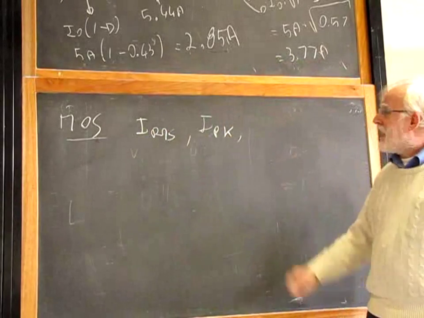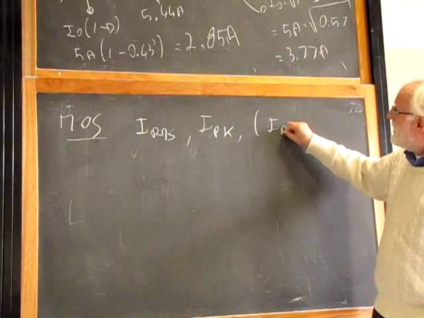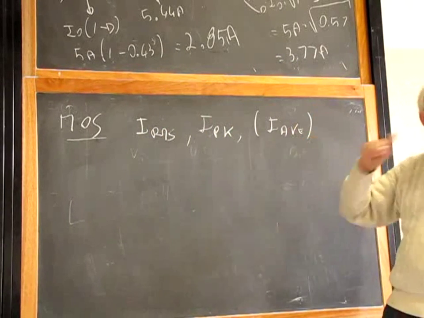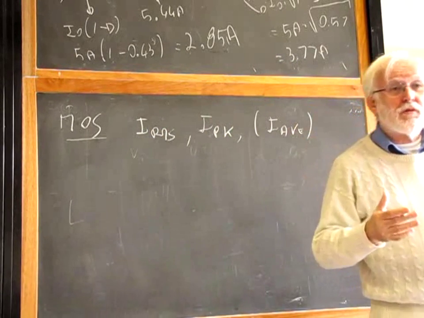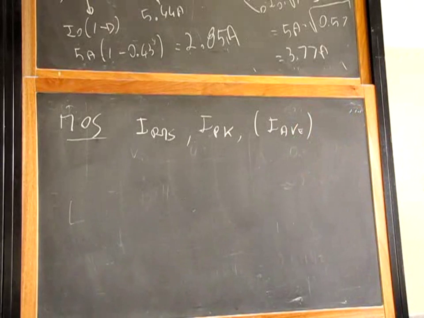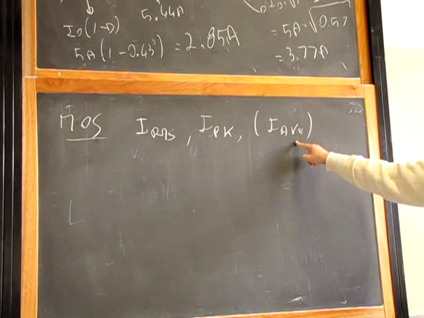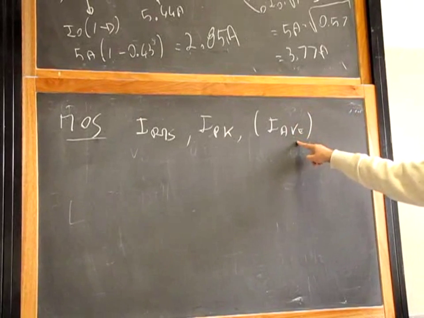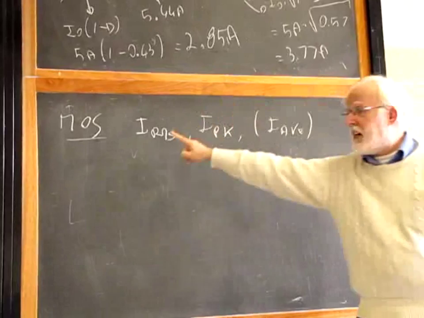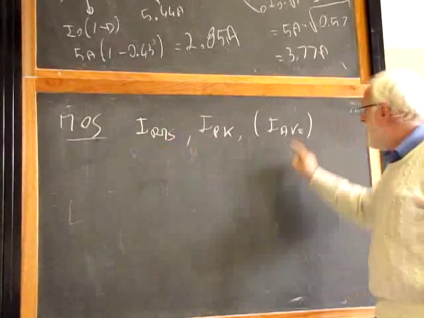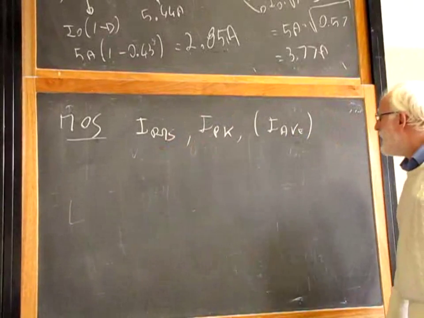We don't need the average current directly, because the average current to a switch is important when the switch has a constant voltage drop. So for a bipolar transistor, I average is important. For an IGBT, I average is important. For an MOS transistor, IRMS is better. But we will find this value as well.